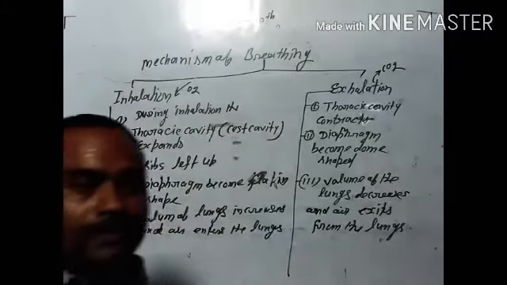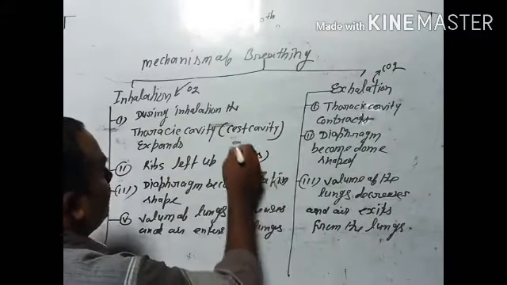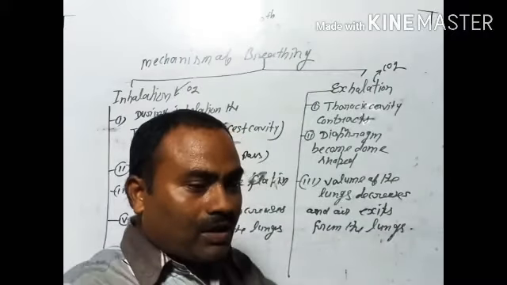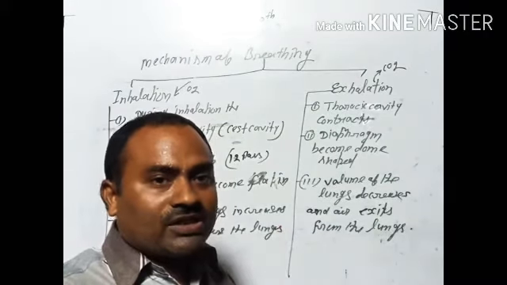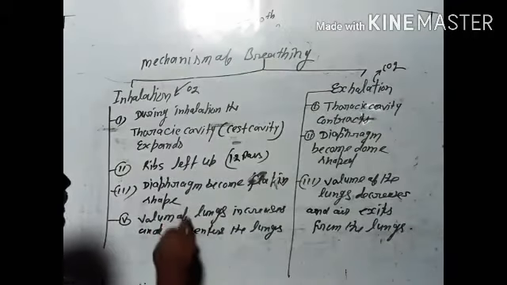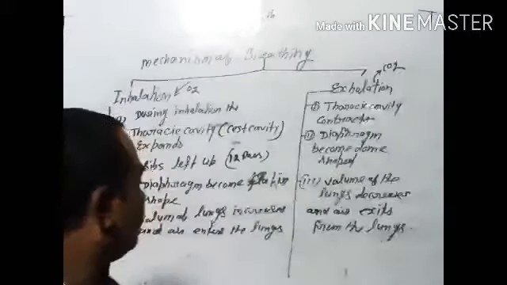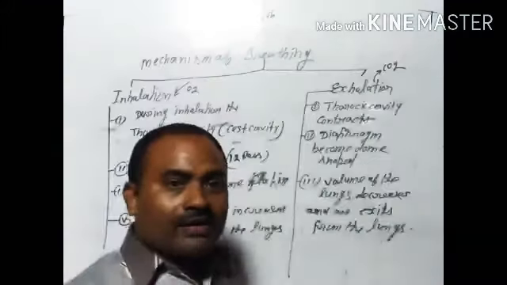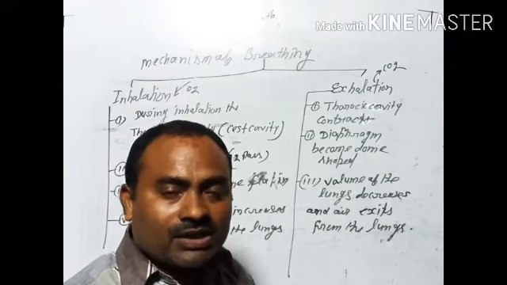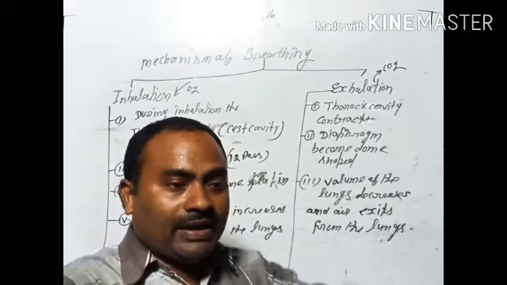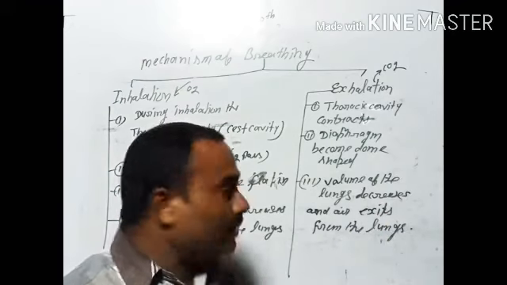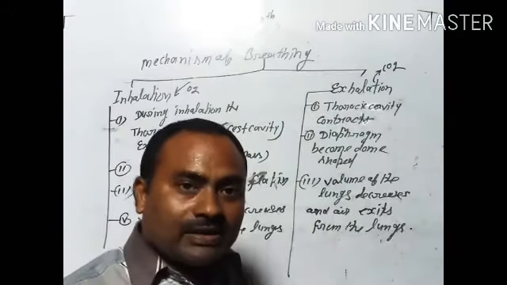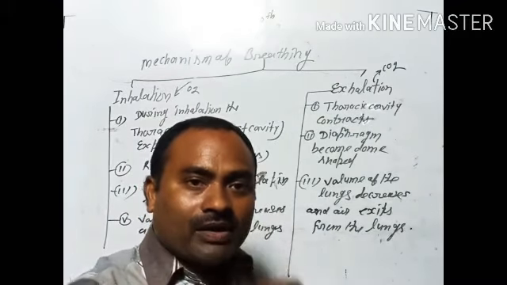Ribs: how many pairs of ribs are present in the human body? In inhalation, the ribs lift up and out. So the area of the thoracic cavity increases, the pressure decreases, and the volume of the lungs increases. Then oxygen-rich air enters our lungs. The diaphragm becomes flat and pressure decreases, and the air comes from the environment into our lungs.